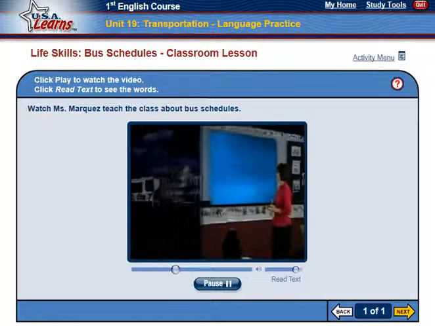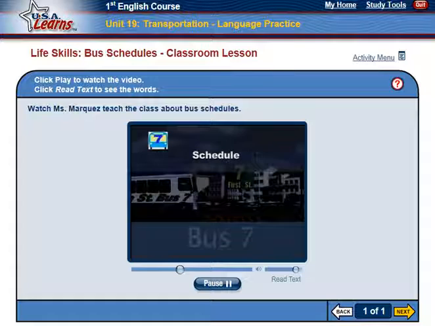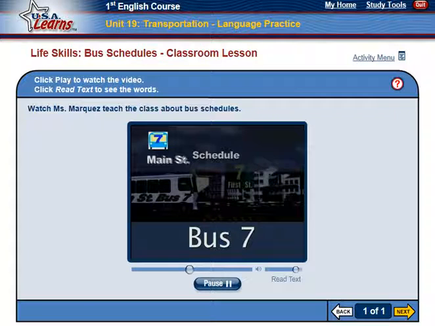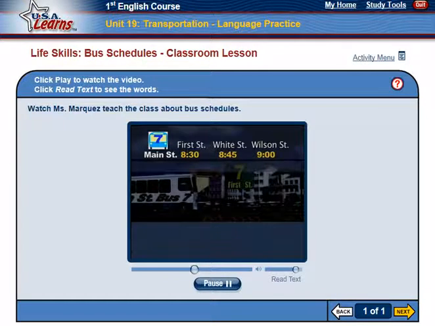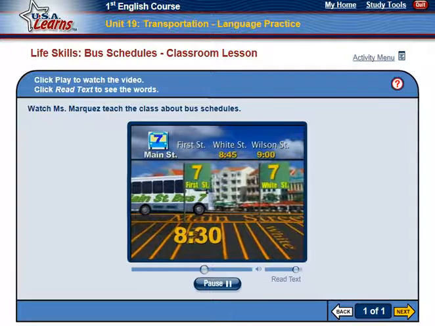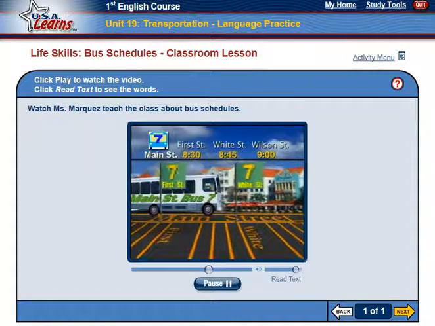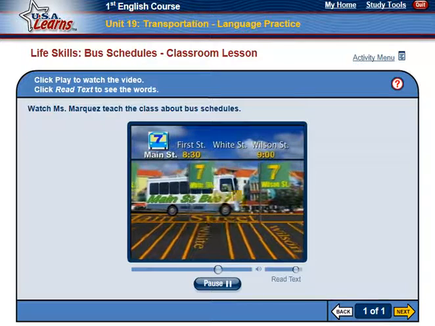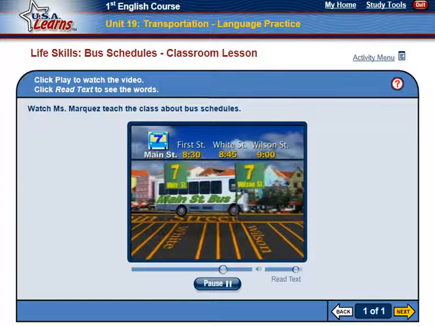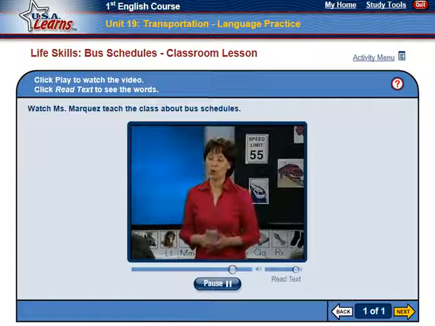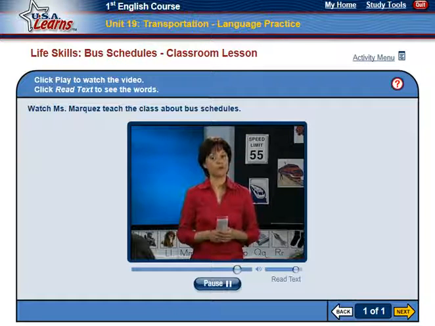Here's a sample schedule for Bus 7. The route for this bus is Main Street. The bus arrives at Main and First at 8:30. The bus arrives at Main and White at 8:45. The bus arrives at Main and Wilson at 9 o'clock. It's important to learn how to read bus schedules. You can find bus schedules on any bus. You can also find them on the internet. I'm going to look on the internet tonight.